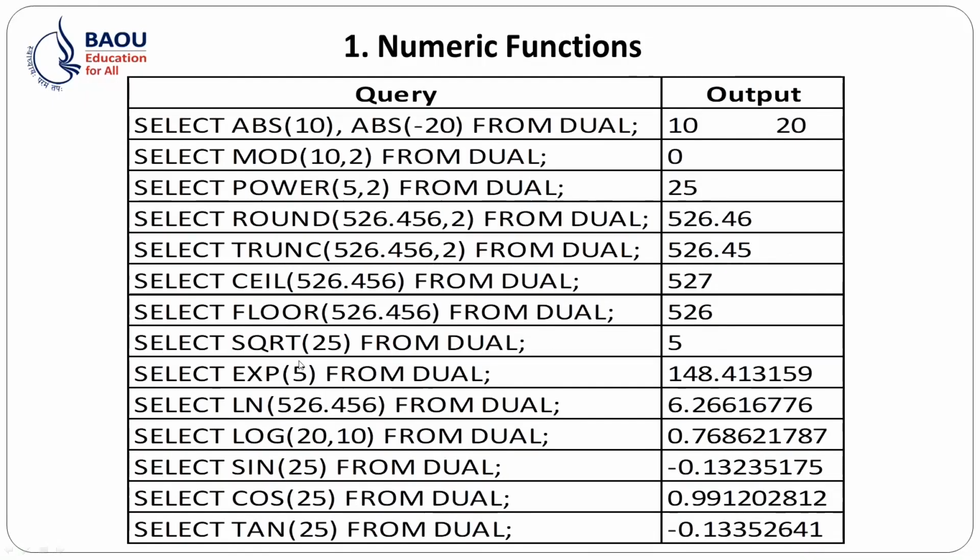Now the square root function displays 5 because the square root of 25 is 5. Next is the exponent function. Exponent function means e raised to the power n. So it displays the exponent of 5, this value. Now the next is the logarithm. After LN, this value is written.